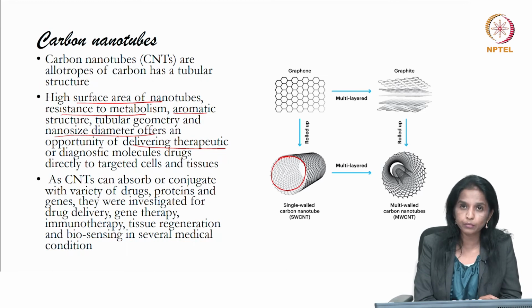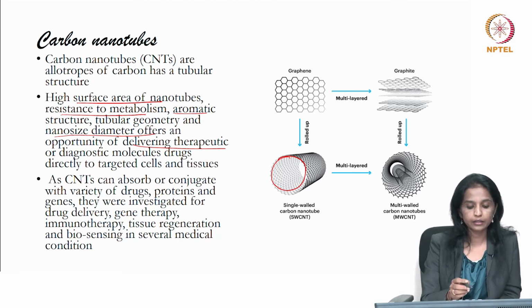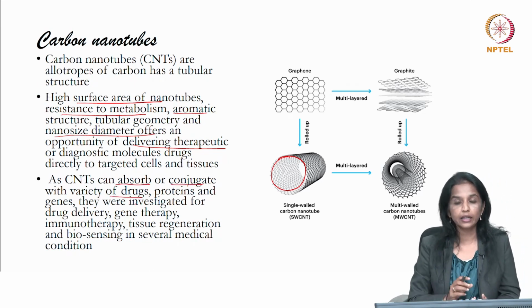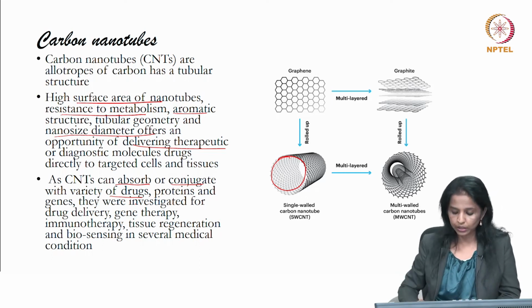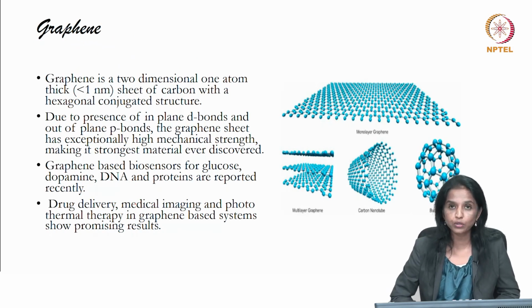So, it is very small, at the same time very highly durable, and they can also absorb and conjugate a variety of drugs. So, that increases its efficacy and serves as a very effective drug delivery system. So, this is of great biomedical importance. And then we move on to graphene. Graphene again is a carbon allotrope.